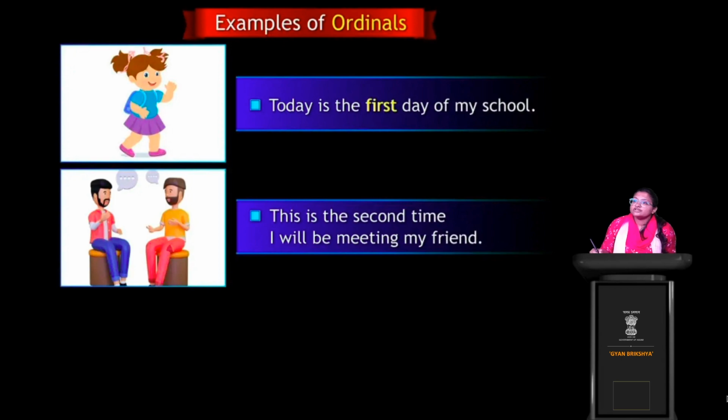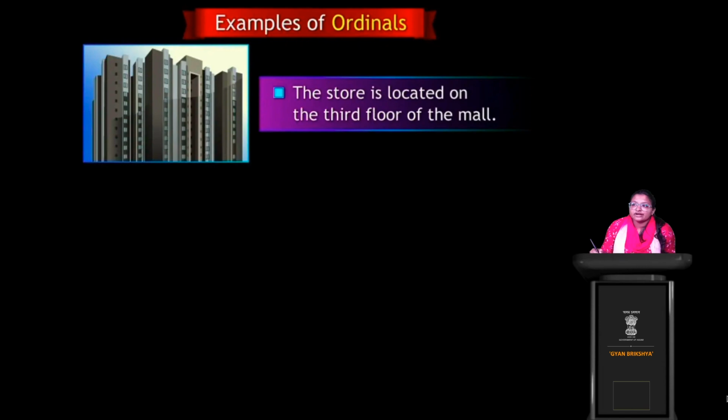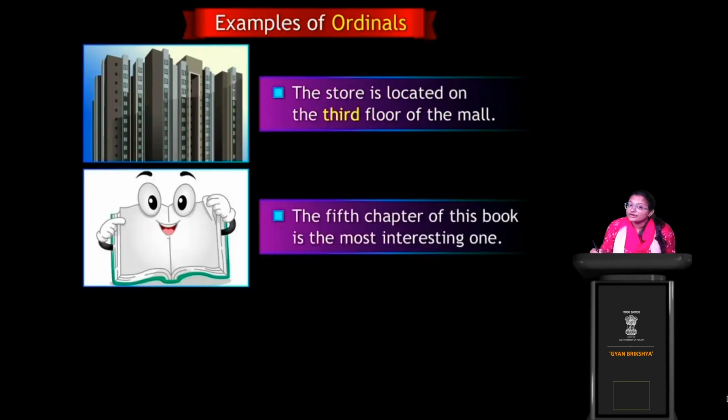Now, the store is located on the third floor of the mall. Which floor? What is the ordinal? Third floor. So third is the ordinal. The sequence, first, second, third. The order, first, second, third. Ordinals, right? Now, the fifth chapter of this book is the most interesting. Which chapter? Which ordinal? Fifth.